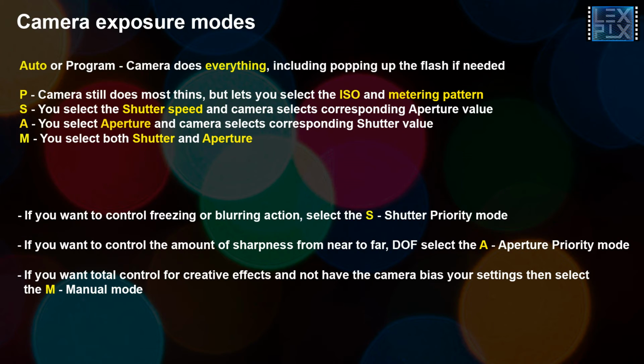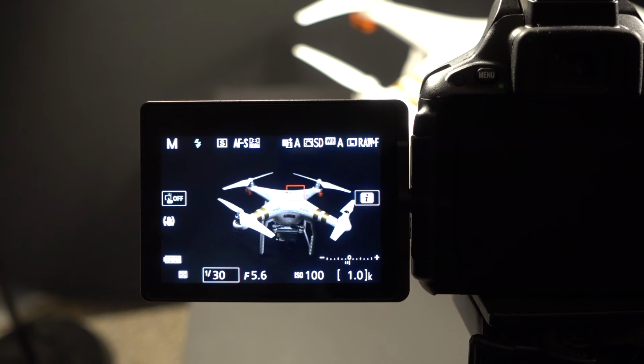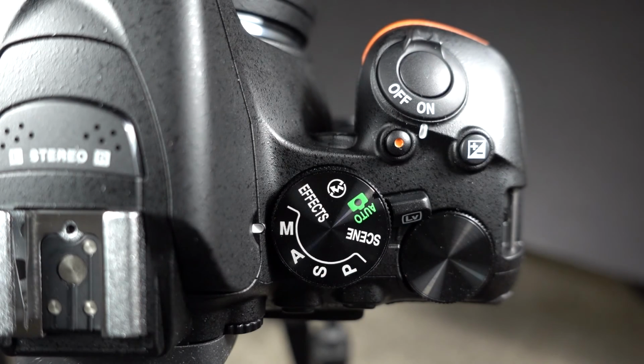So if you want to control freezing or blurring action, select the S or shutter speed mode, shutter priority. If you want to control the amount of sharpness from near to far, or depth of field, select the A or aperture priority mode. Usually a lot of landscape photographers will select the A mode because they can control how much of the image stays sharp from near to far. And if you want total control of both creative effects and not have the camera bias your settings, select the M or manual mode, as I just demonstrated there.